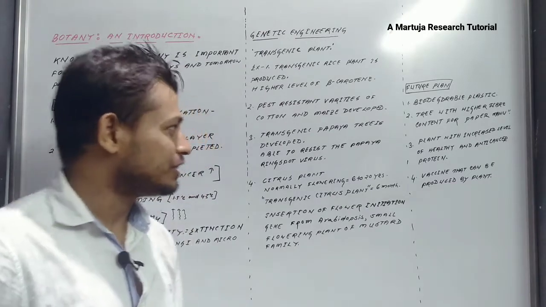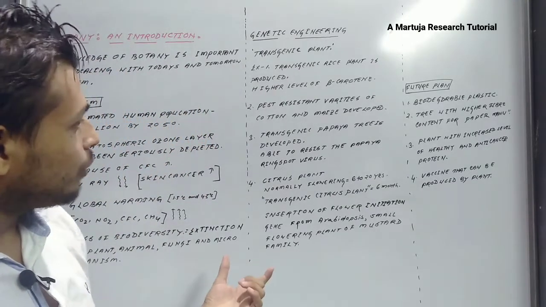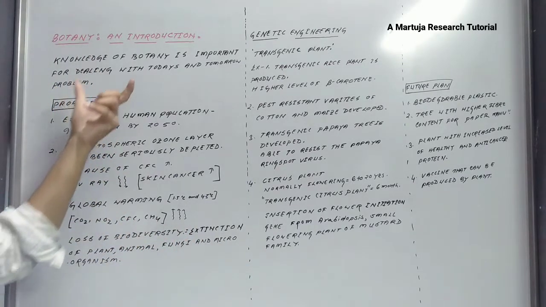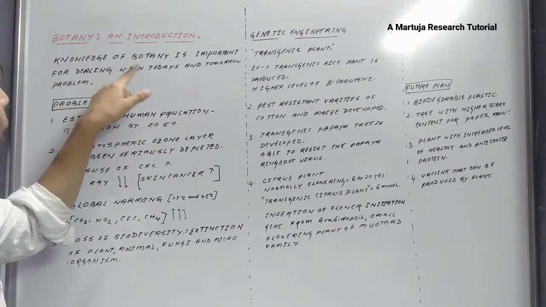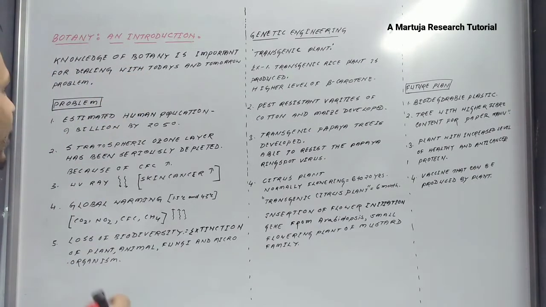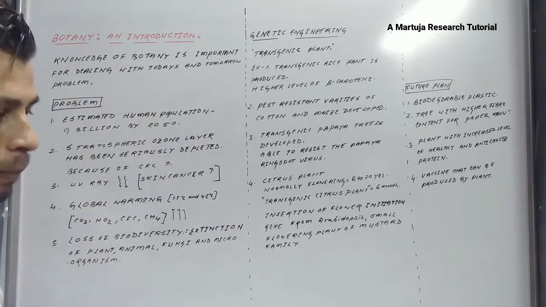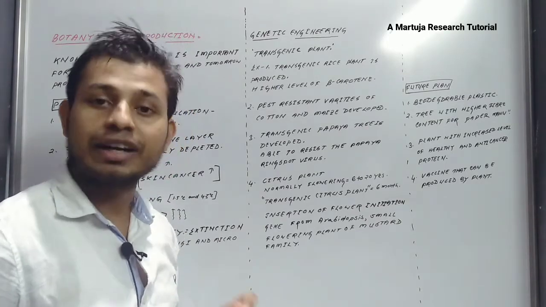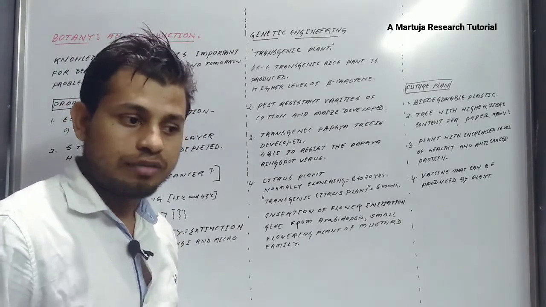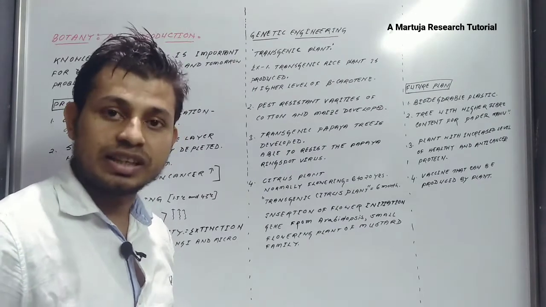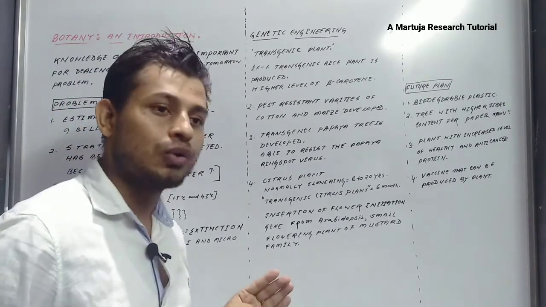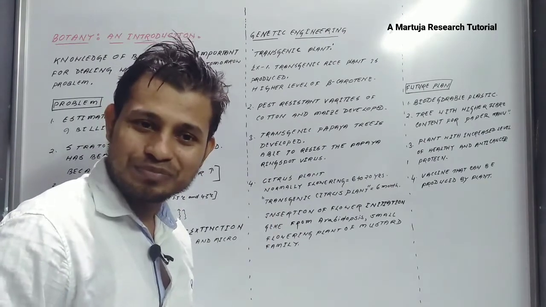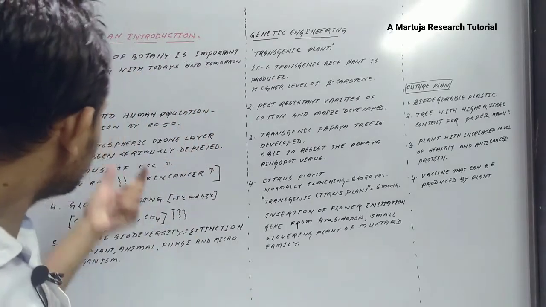Okay, my dear students. So this is our last lecture, and in this lecture, the topic is: knowledge of botany is important for dealing with today's and tomorrow's problems. So, dear students, the life science, plant biology or phytology is very important. Very important to know the details and to study. I think all of you know the existence on the land is because of the plant. Okay. So what is the problem?